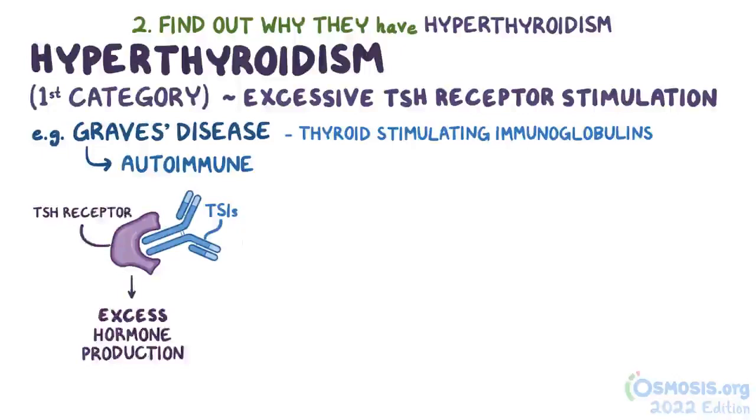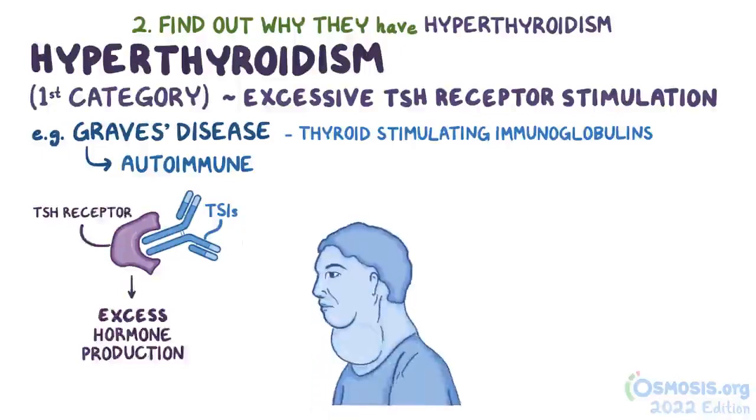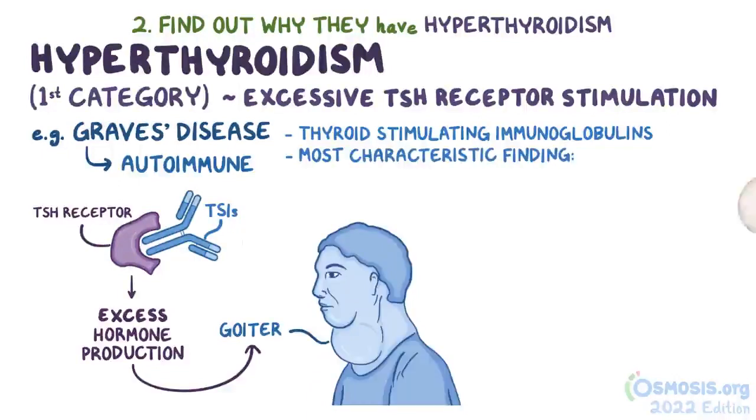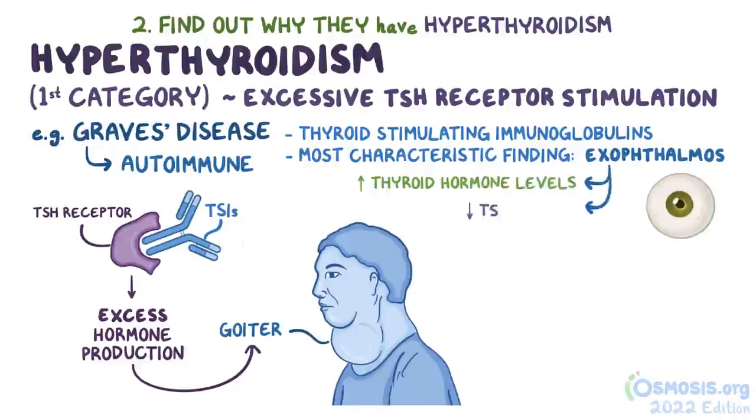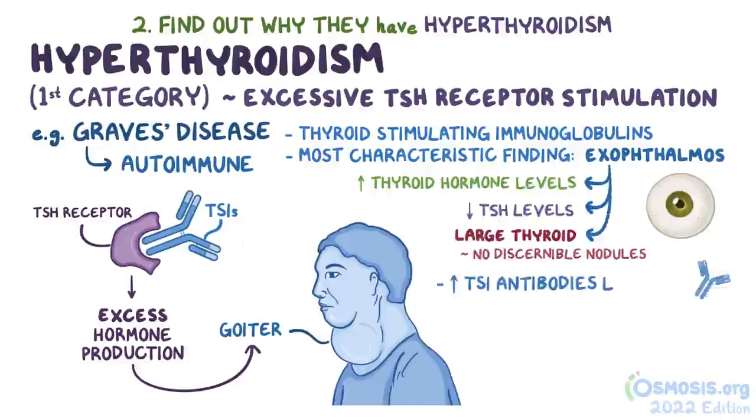Sometimes, this excessive stimulation makes the thyroid gland swell up, causing goiter, but the most characteristic finding in Graves' disease is exophthalmos, which is where the eyes bulge out of their sockets. Exophthalmos is pretty specific for Graves' disease, and classically causes high thyroid hormone levels, low TSH, and a large thyroid without any discernible nodules on palpation. Elevated TSI antibody levels confirm Graves' disease.